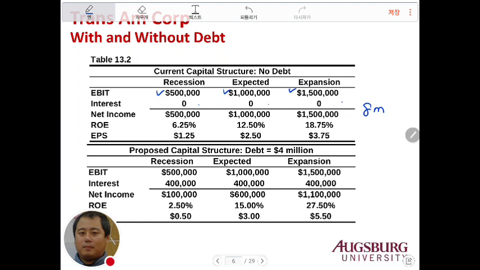Now we calculate earnings per share. So number of shares outstanding is 400,000, right? So net income divided by 400,000, then it's from $1.25 to $3.75.